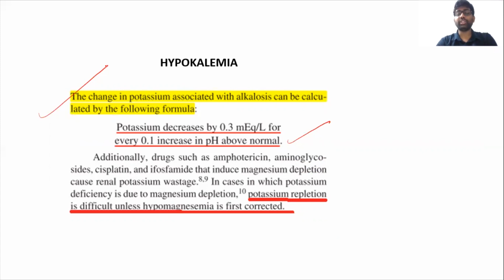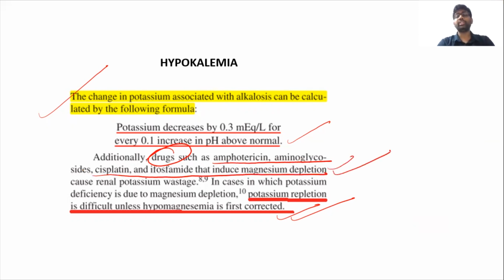Now, there is another very important thing you have to understand: if the patient has associated hypomagnesemia along with hypokalemia, you cannot expect to correct the potassium level without correcting the magnesium level. So in those patients, the magnesium level has to be corrected first. And who are the patients likely to develop magnesium depletion? Mainly patients on drugs such as amphotericin B, aminoglycosides, cisplatin, and ifosfamide. They have this magnesium depletion.